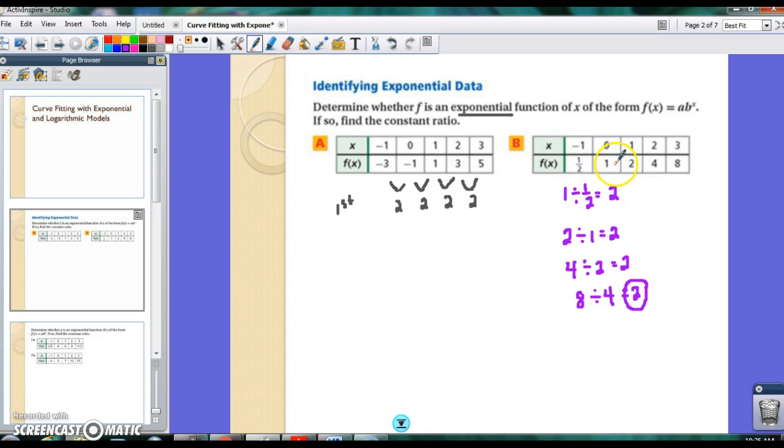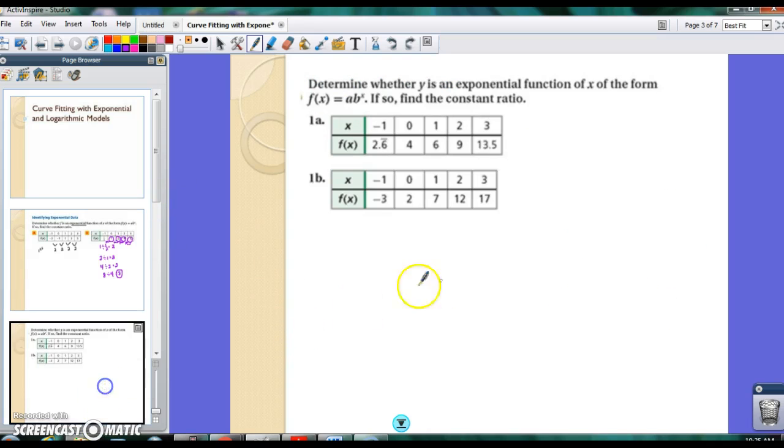Okay, all I did was divide this by this, then divide 2 by 1, then divide 4 by 2, then divide 8 by 4. You need to make sure it's constant all the way through, and if it is, then you have exponential data. So this is in fact exponential, and that constant ratio is 2. Let's try a couple more examples.